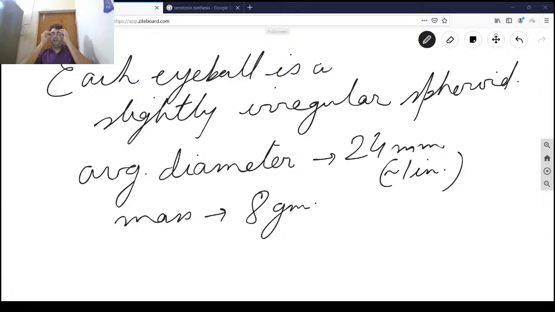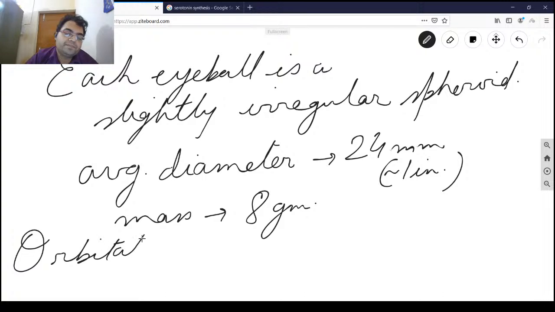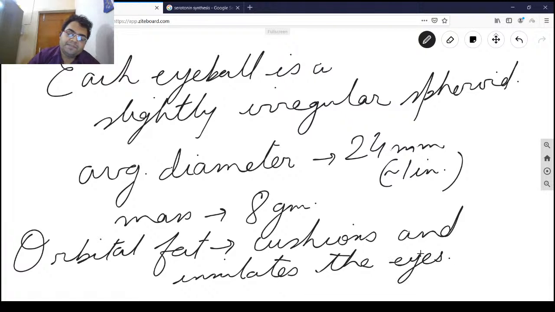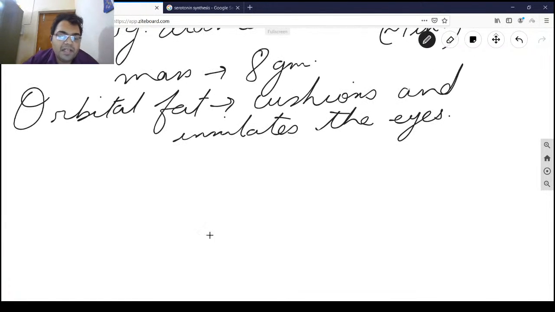Now we have something known as orbital fat that I had showed you. That orbital fat, inside it, cushions and insulates the eye. You can write it down: that orbital fat cushions and insulates the eyes. That is the main function of our orbital fat.